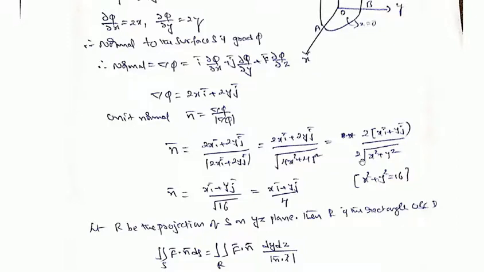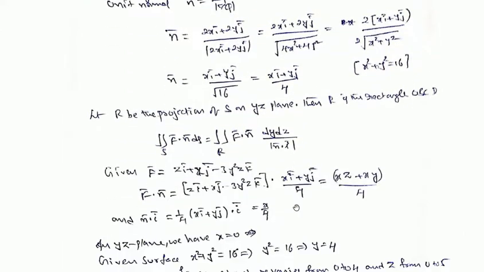If you take 4 from the denominator, the square root of 4 is 2, times the square root of x square plus y square. X square plus y square is 16, and the square root of 16 is 4. The 2 will get cancelled. So n bar is x i bar plus y j bar divided by 4.